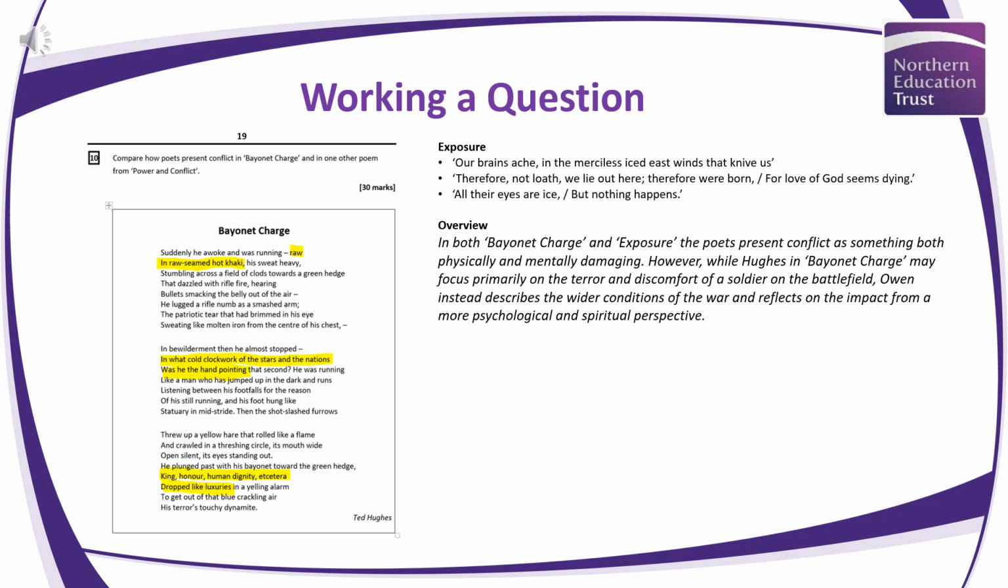So something along the lines of, in both Bayonet Charge and Exposure, the poets present conflict as something both physically and mentally damaging. However, while Hughes in Bayonet Charge may focus primarily on the terror and discomfort of a soldier on the battlefield, Owen instead describes the wider conditions of the war and reflects on the impact from a more psychological and spiritual perspective. So the structure of this is simply, in the named poem and the poem I've chosen, the poets present the theme as, and then how do they present that theme. However, in the named poem, it's like this, whereas in the chosen poem, it's like this.